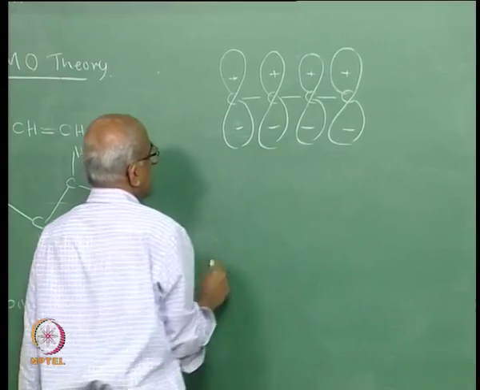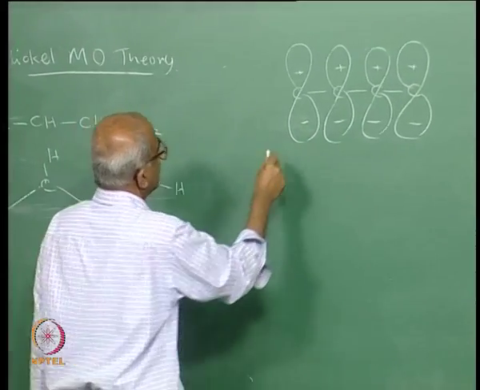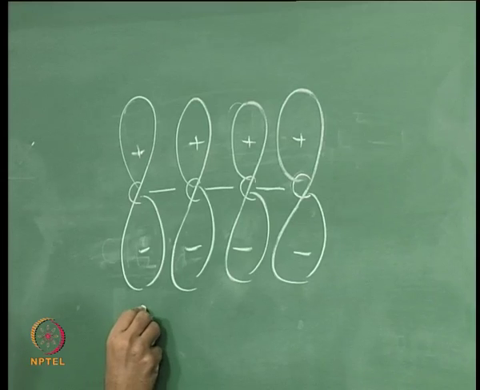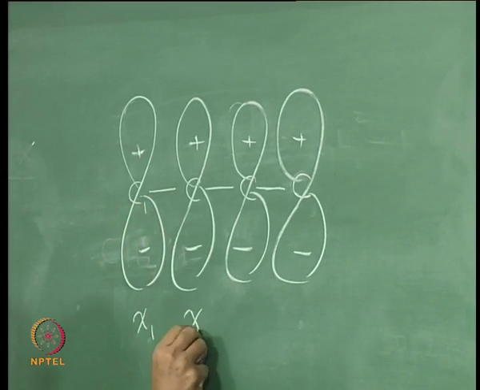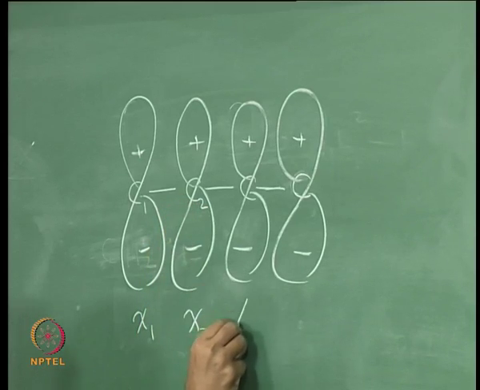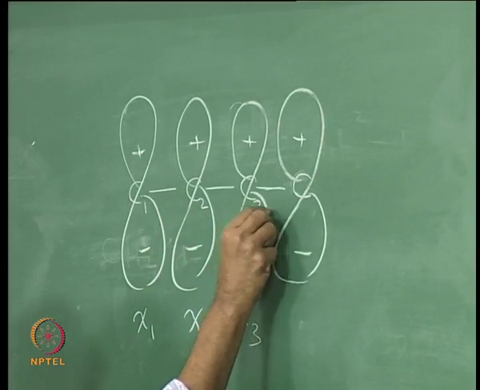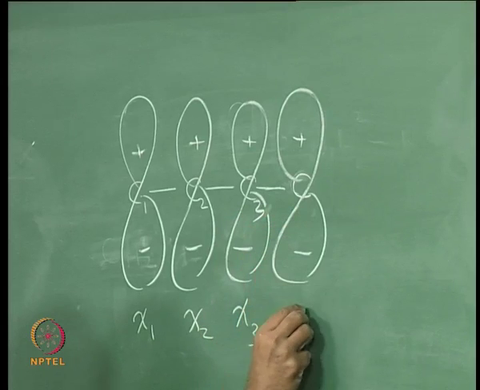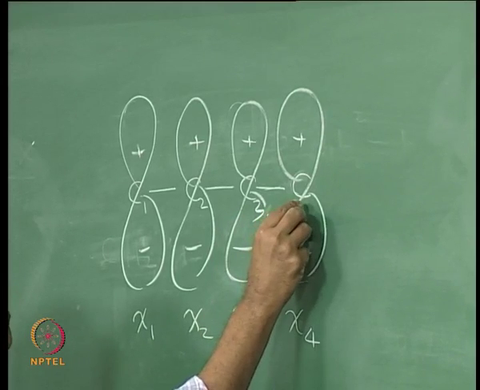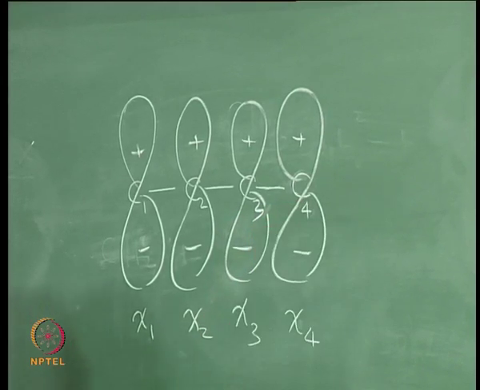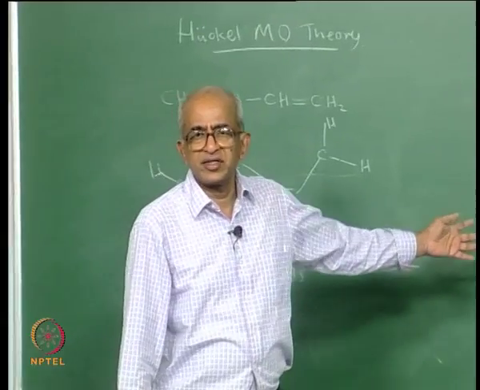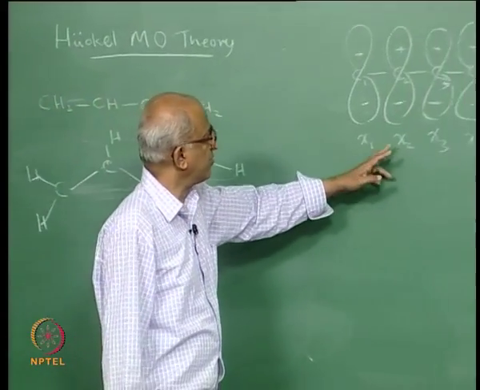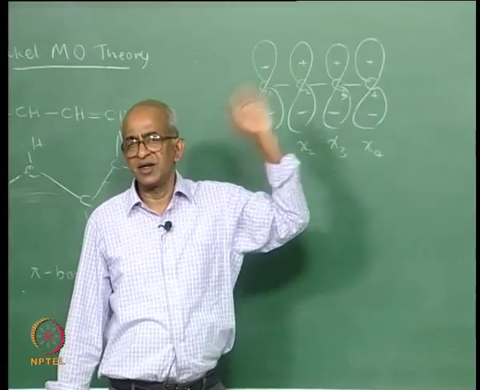And these p orbitals, I need a notation. So what I will do is I will call this chi 1, this is on the first carbon, this I will call chi 2, it is on the second carbon, this is chi 3 and chi 4. Now it is usual to have conjugated systems which can be quite long. And if you had 10 atoms, what will happen? You will have chi 1, chi 2, chi 3, chi 4, etcetera, until chi 10.